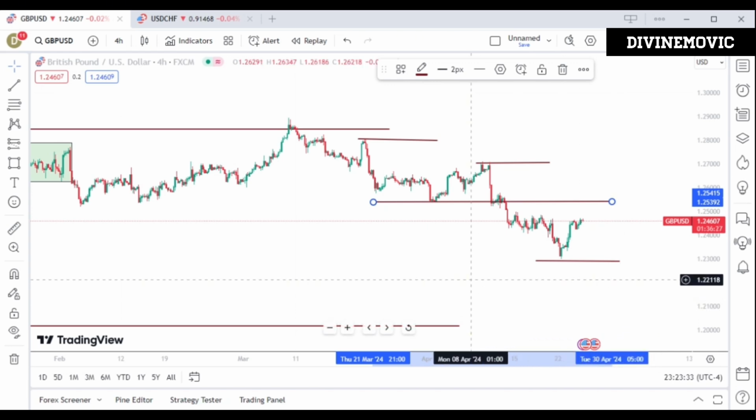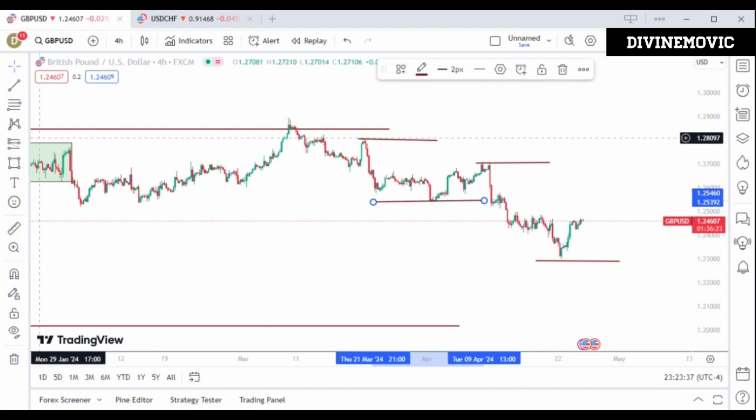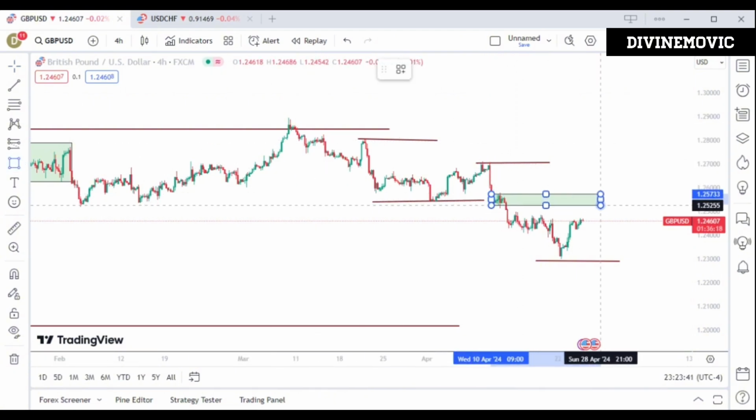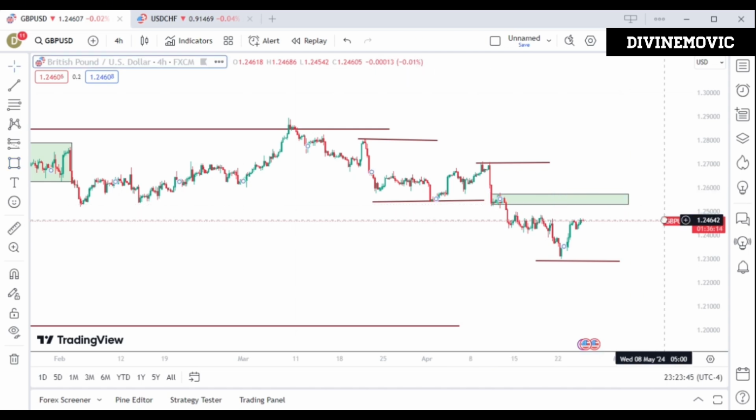Remember I said what a zone is. Let me identify it with this box here. Remember I told you what a zone is. Zones are simply areas that you want to buy from or areas that you want to sell from. And you don't just sell because price is in that zone, and you don't just buy because price is in that zone. You want to see some price action, or you want to see some chart pattern before you can say you can likely sell from this point, or you can likely buy from this point.